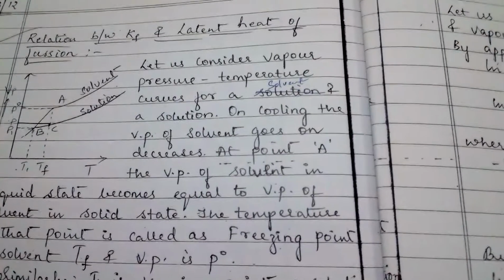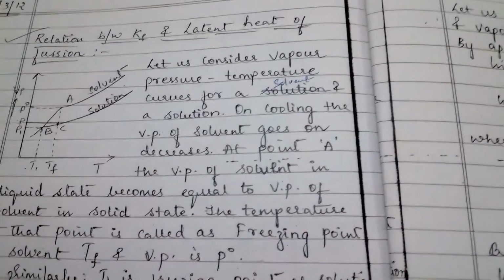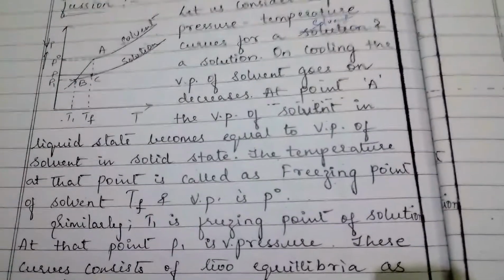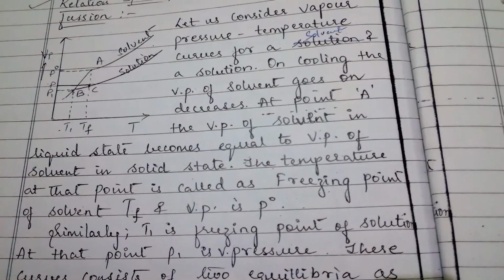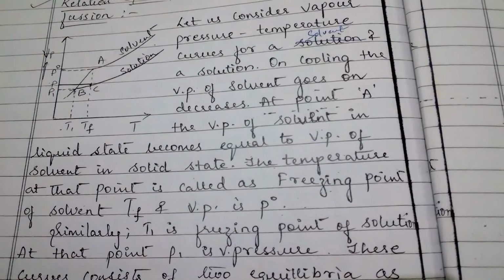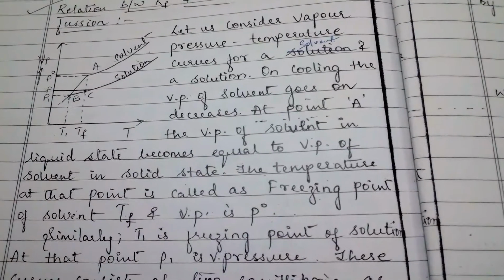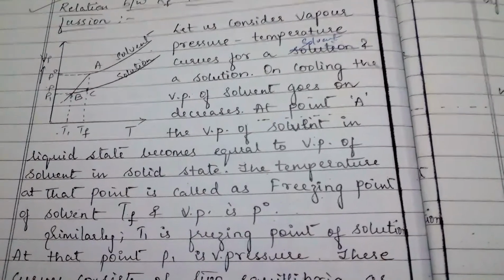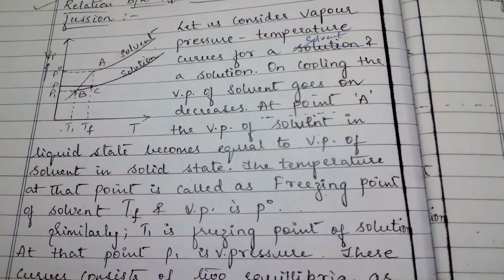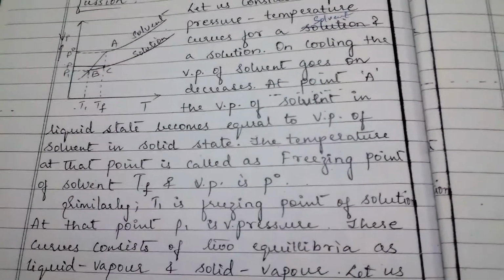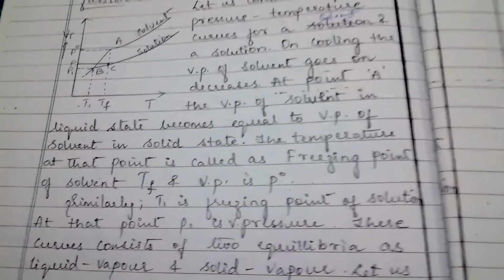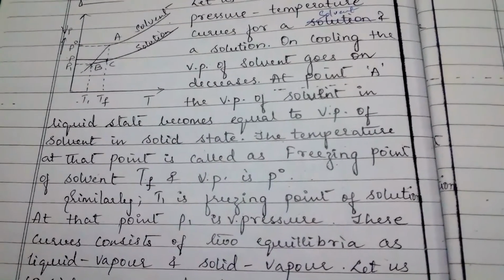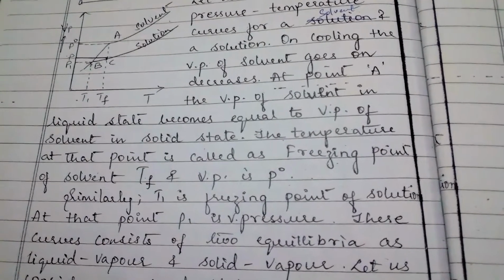Now let us come to the next topic, that is the relationship between Kf and latent heat of fusion. Here also we need to plot a graph of vapor pressure versus temperature. It consists of two curves, solvent at P0, Tf and solution at P1, T1. Let us consider vapor pressure temperature curves for a solvent and a solution. On cooling, the vapor pressure of solvent decreases, and at a point A as shown in the figure, the vapor pressure of solvent in liquid state becomes equal to the vapor pressure of the solvent in solid state. The temperature at that point is called the freezing point of solvent Tf and the vapor pressure is P0.